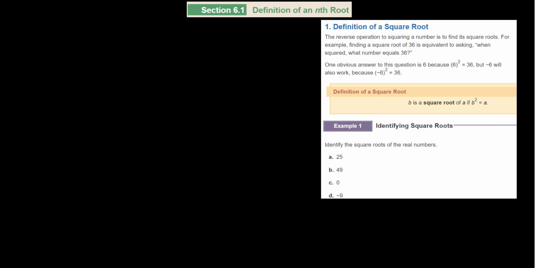The reverse operation to squaring a number is to find a square root. So finding the square root of 36 is equivalent to asking, when squared, what number equals 36? One obvious answer would be 6, because 6 squared is equal to 36. But negative 6 will also work, because negative 6 squared is equal to 36. Notice we have both a positive 6 and a negative 6. We'll come back to that positive and negative solution later in this chapter. But for now, let's work out example 1.